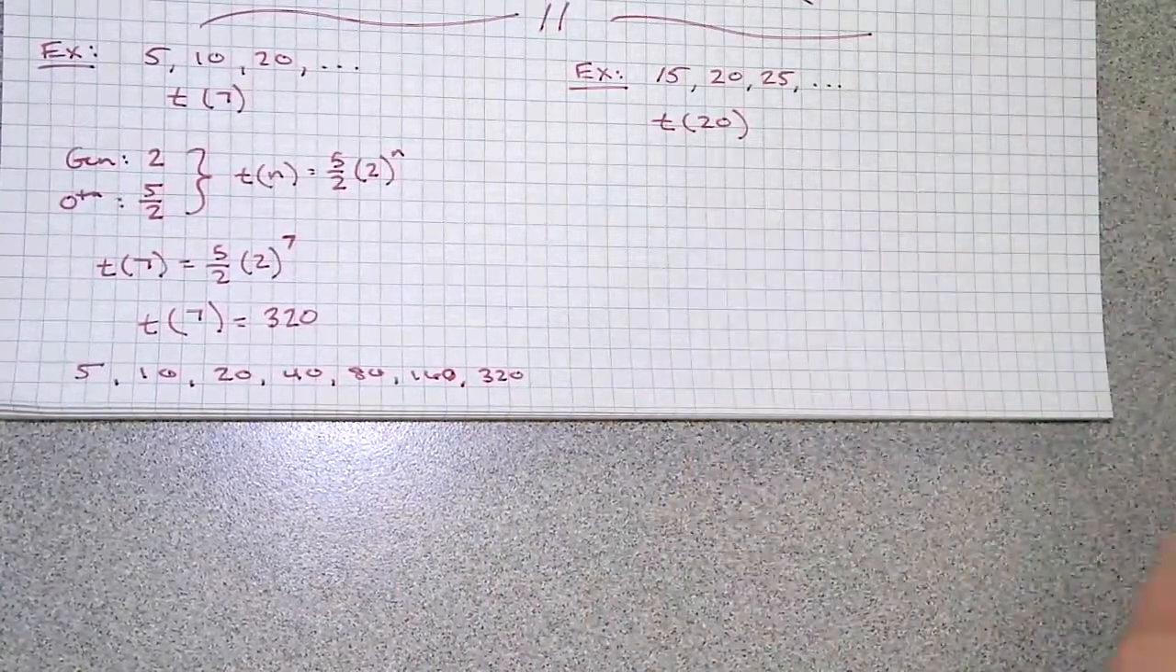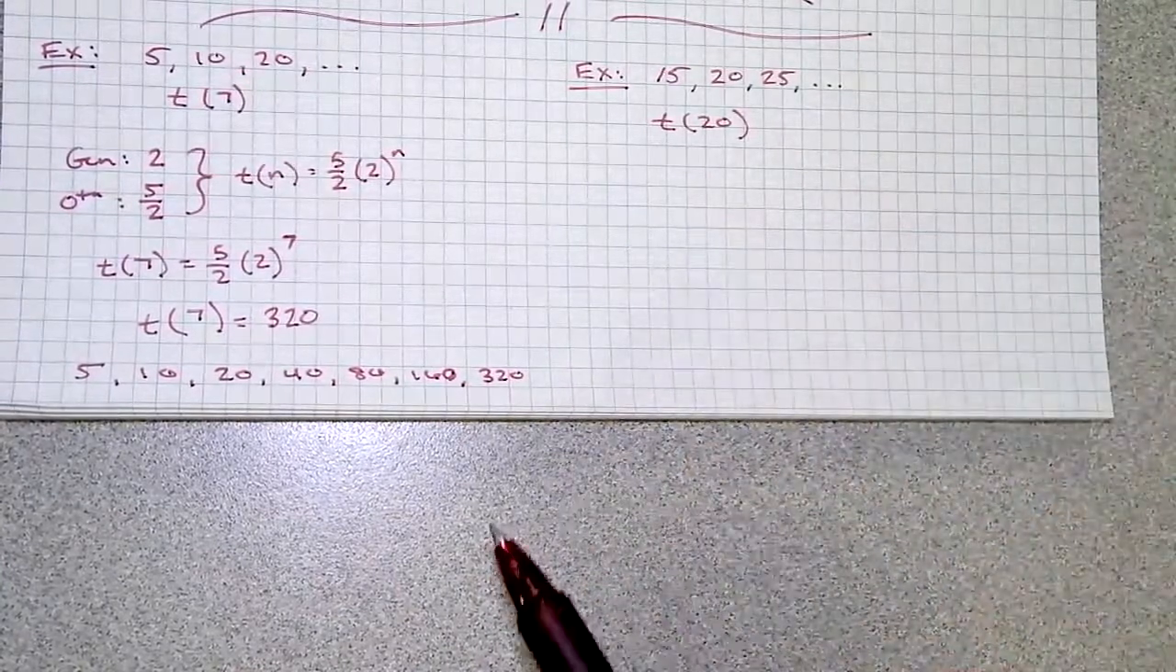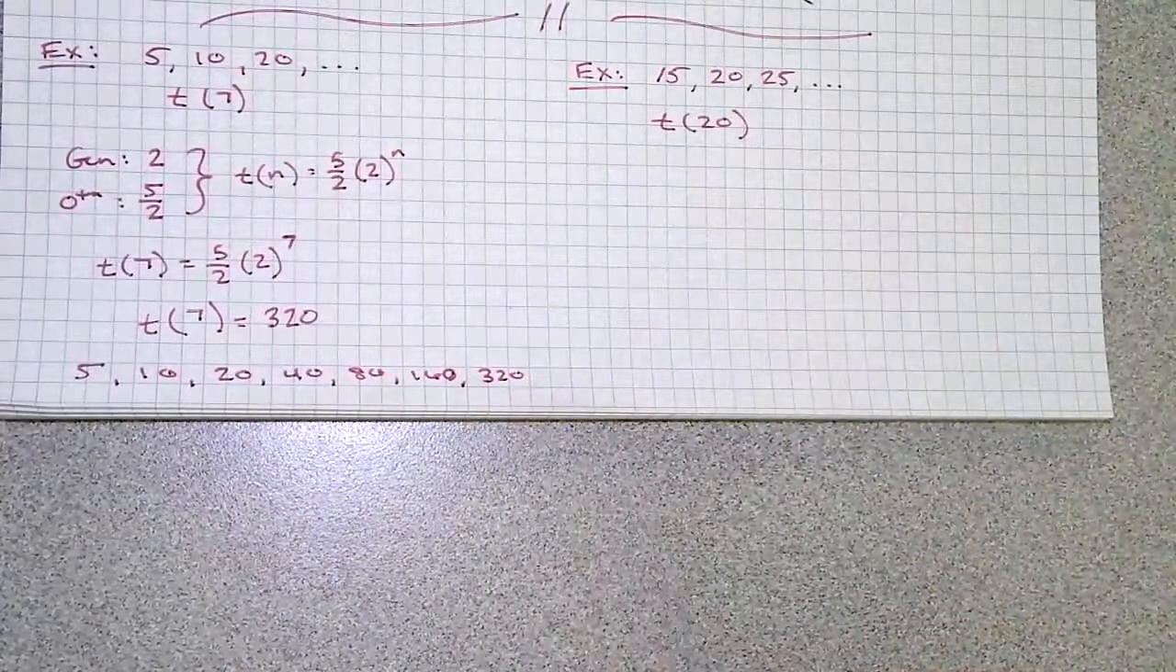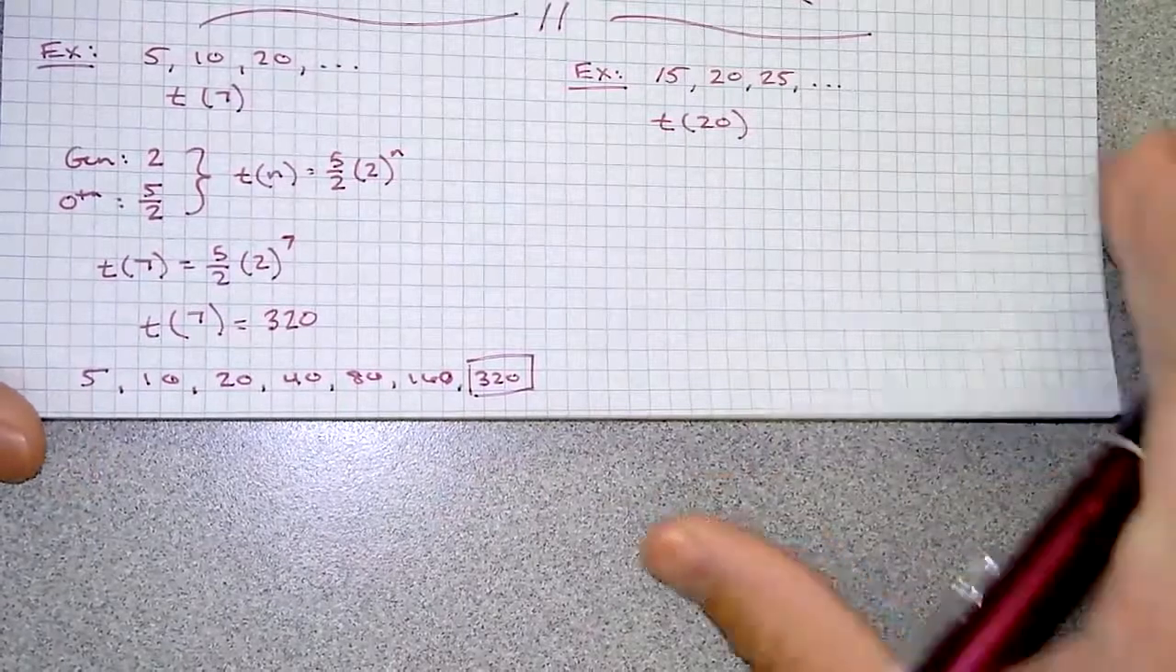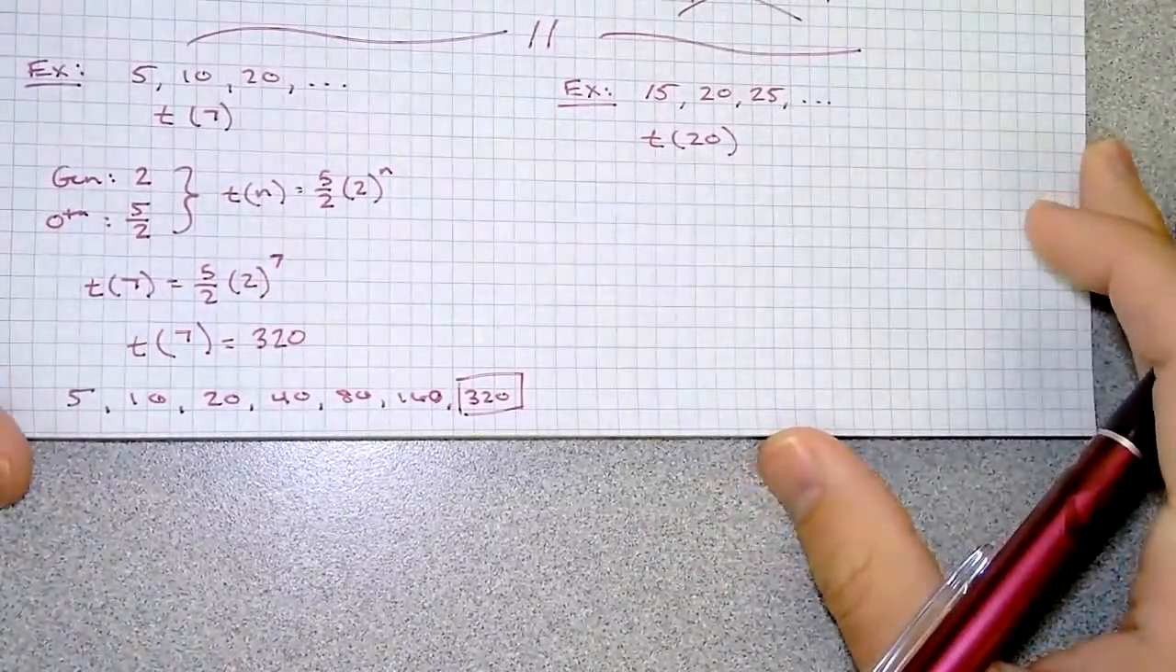Same thing on the second one. The 20th term, I don't know, it's kind of a lot of work. But you could at least check your work here. Make sure you did it right. 320 should be the 7th term.